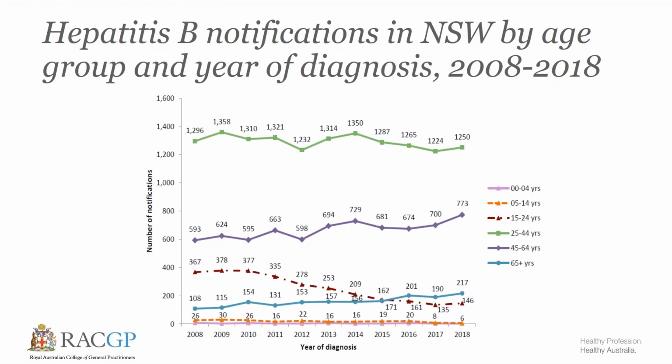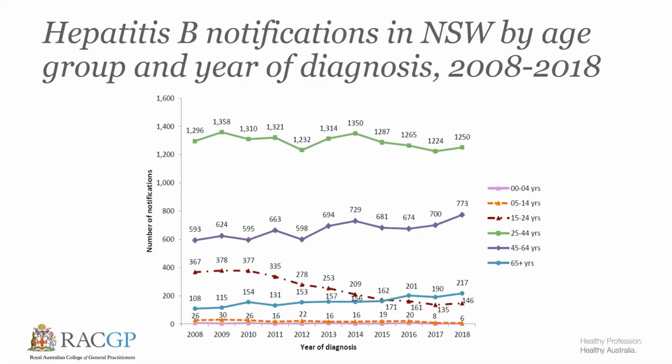So this is the notifications in New South Wales, fairly stable, and what I was speaking about before, the pink and the dotted orange line, those are children under 5 and children 5 to 14, almost zero. Pretty much all those cases there are children born overseas, or very rarely children born to women with chronic hepatitis B whose preventive treatment at birth was unsuccessful.